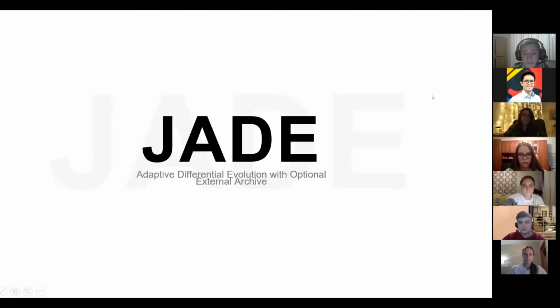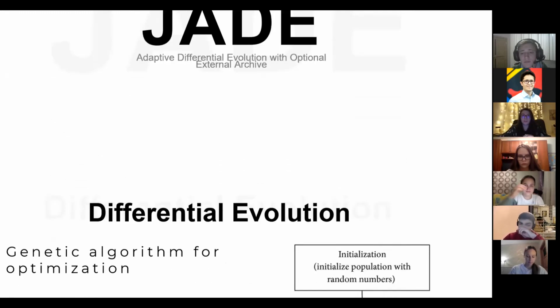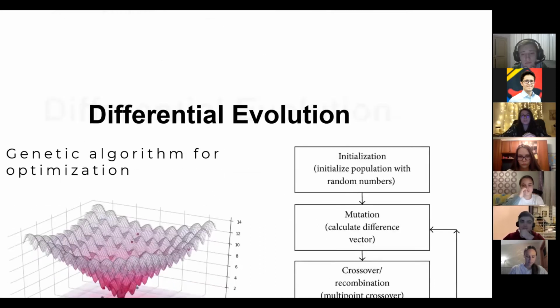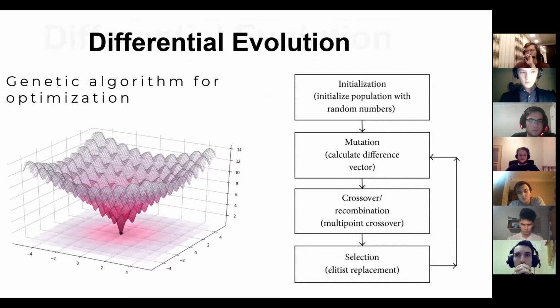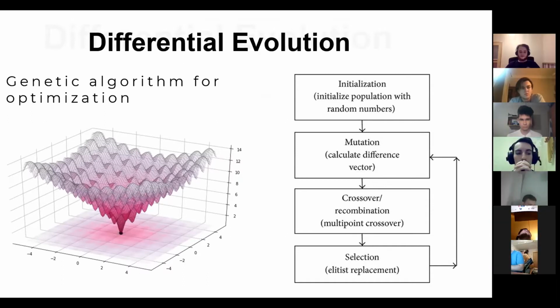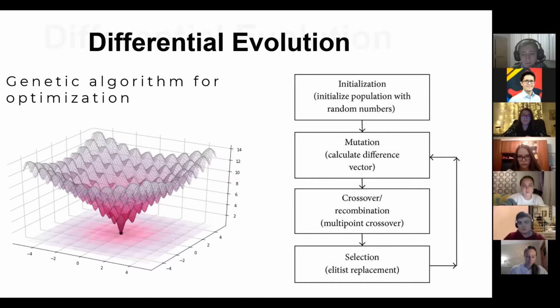Okay, so today we're going to discuss JADE, which stands for adaptive differential evolution with optional external archive. Let me begin by explaining how the basic algorithm works. Basically, it's a method that optimizes a problem by iteratively trying to improve a candidate solution with regard to a given measure of quality. So let's look at some basic operations.